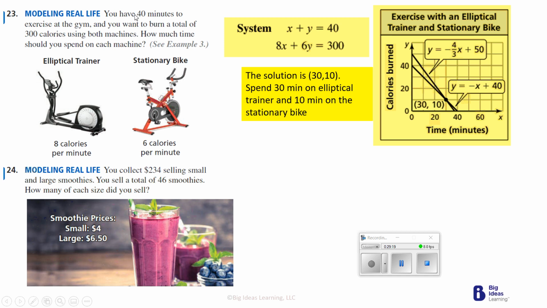Now remember, you have 40 minutes to exercise, and you want to burn this many. So you can say that 8 times a minute, right? Plus 6 times however many minutes is going to equal 300. But you can also say you have 40 minutes. So however much time I'm on here, which will be x, plus however much time over here, y, has to equal 40 minutes. And now I can put these as my linear formula.